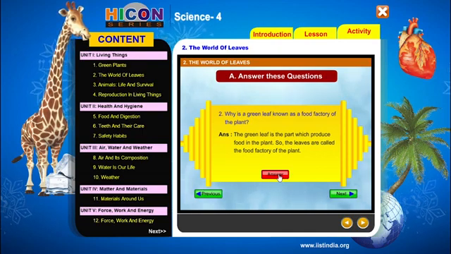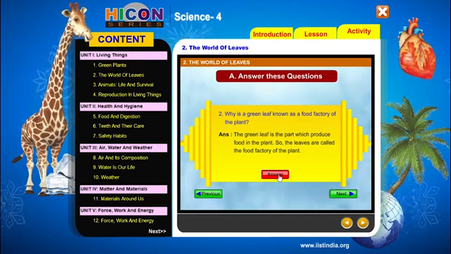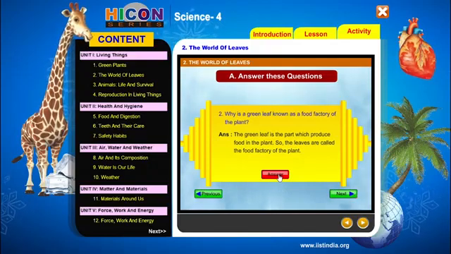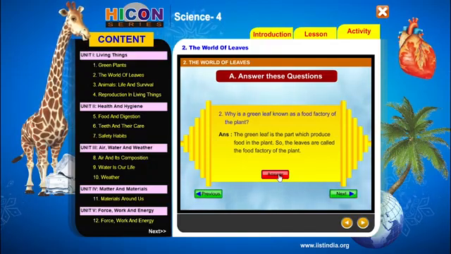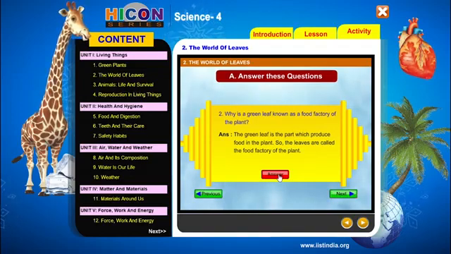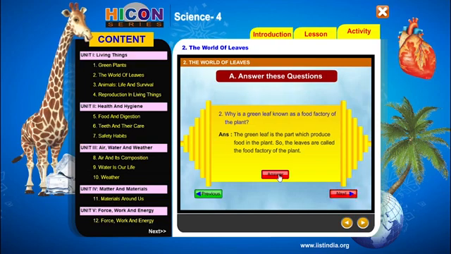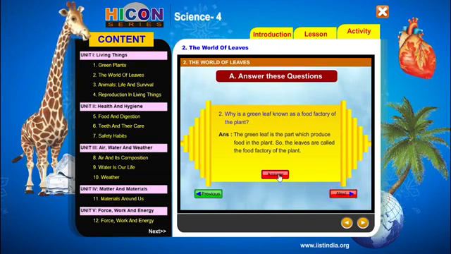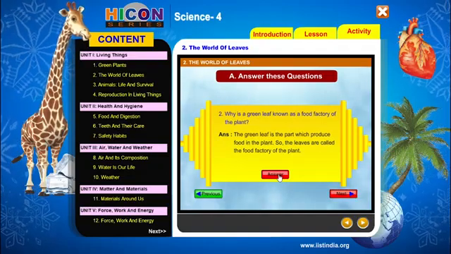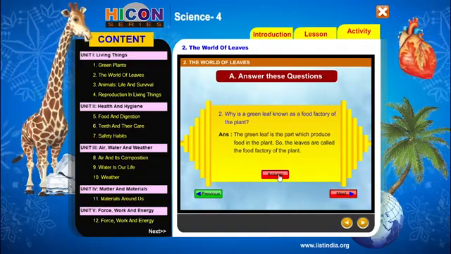So children, we have discussed in the first question that leaves prepare their food by using the process of photosynthesis. So the leaves prepare the food required for the plant. That means the food is prepared in the leaves and that food is distributed to every part of the plant. So that's why the leaves are called food factories, also called the kitchen.